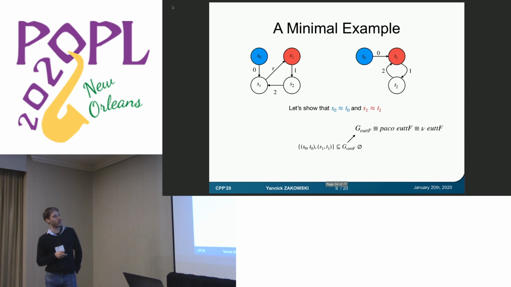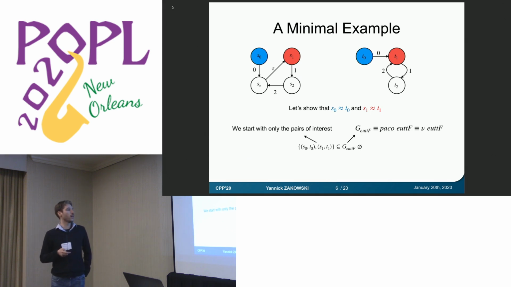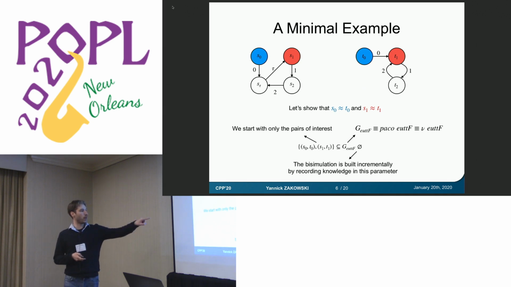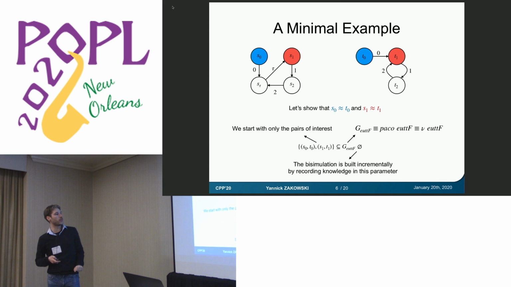And the point of Paco is to nullify both of these problems. We work with this G of eutt-F, which is just a notation to say, I take the Paco of eutt-F, which is one way to define the greatest fixed point. The good point is that you can start with just the two pairs of interest that you are trying to prove are in your relation, and you will incrementally build the bisimulation that you would otherwise have to come up with upfront, by using this parameter, which records all the states that you encounter and that you are using to build your bisimulation. So we have this parameter that is important. We start with no information, empty, and we will see how we use it now to conduct a proof.